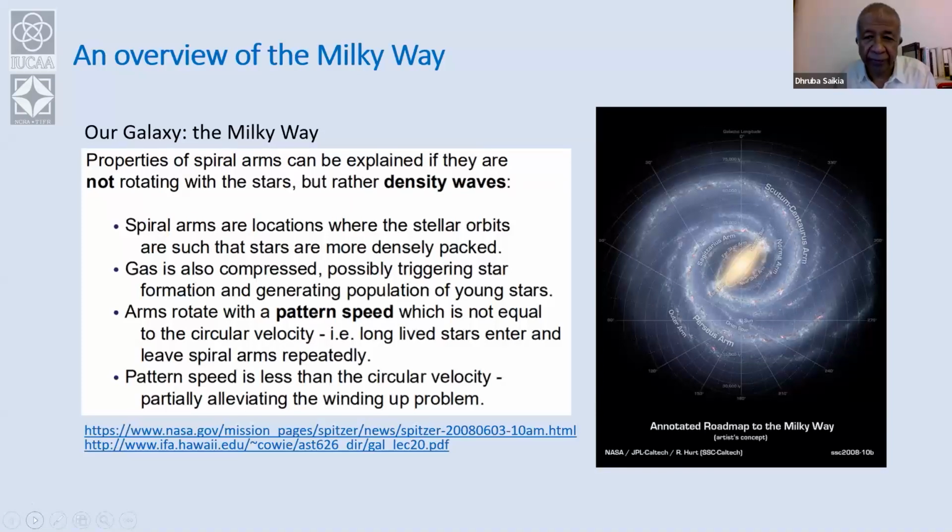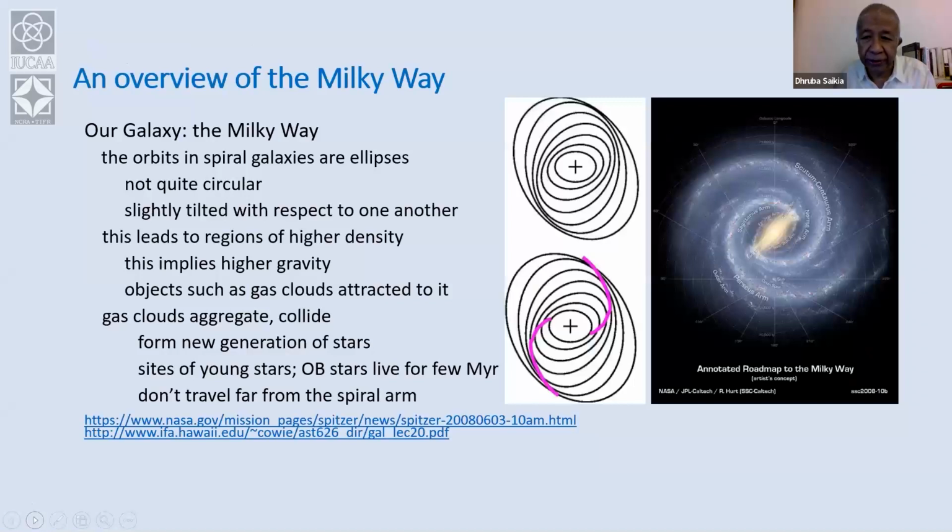So the problem of having very tightly wound spiral arms is also alleviated. But again, these are open questions, which one needs to understand better. But that is the current understanding of it.